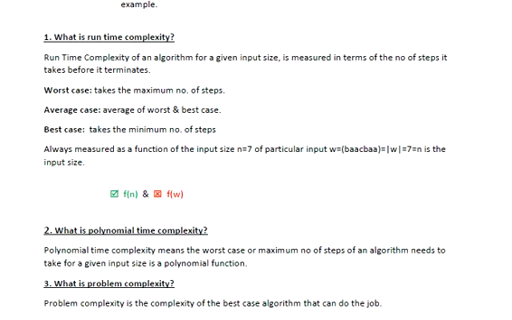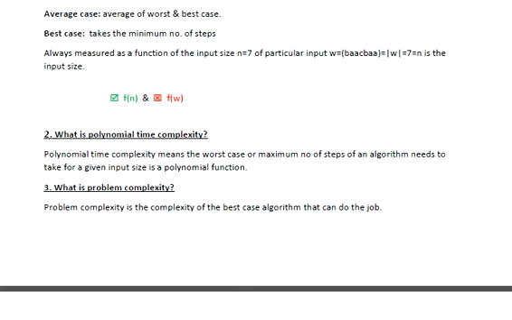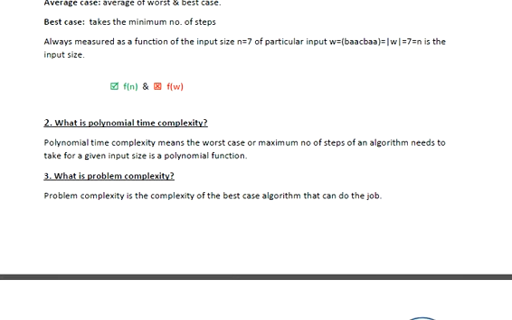So now there is another question. What is problem complexity? In the problem complexity we always consider the best case. It means problem complexity is the complexity of the best case algorithm that can do the job. So problem complexity means the one which takes the lowest number of steps. Okay, when we see the big O notation you will understand what I mean.